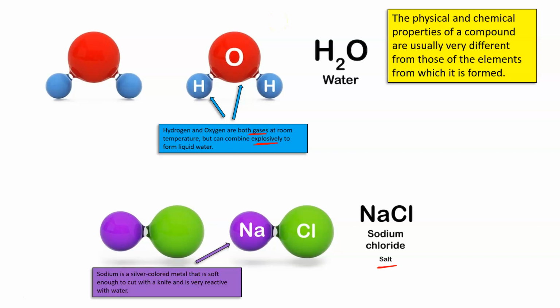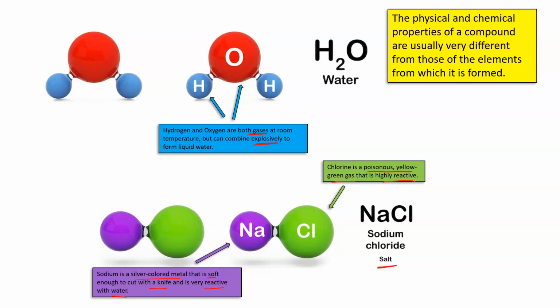So salt. Now that we've talked about water, we can talk about salt. This is a different compound, right? Made up of a sodium and a chlorine atom, but it's the same kind of thing. Sodium by itself is a silver-colored metal that is very soft. In fact, it's so soft that it can be cut with a knife and is also very reactive with water. So sodium is a soft metal that can be cut with a butter knife that is very reactive with water.